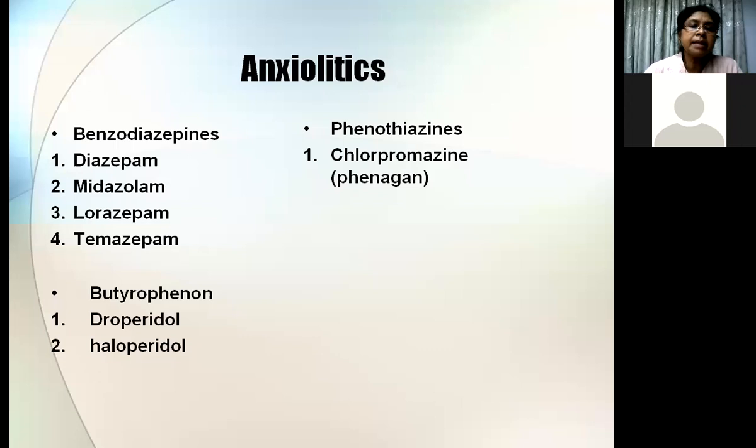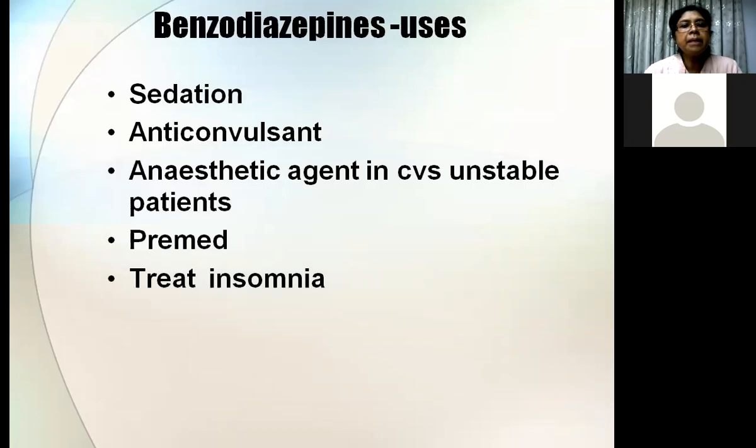Then phenothiazines like chlorpromazine, and promethazine, which we call Phenergan, is used in pediatric patients. So these are drugs that can ease the anxiety and make them a little sleepy also, which is quite good to start off an anesthetic. So the benzodiazepines have other uses, as I said, sedation, anticonvulsant effect. It can be used as an anesthetic agent because it is very cardiovascularly stable. It doesn't drop the pressures like our other induction agents. And it can be used as a premedicant for anxiolysis and to treat insomnia.